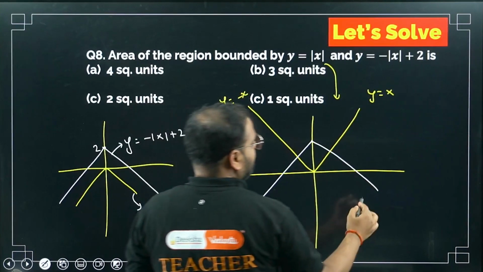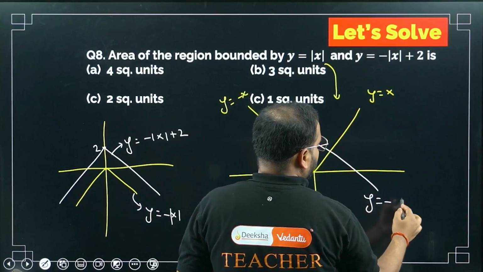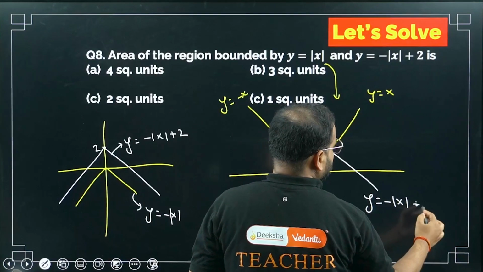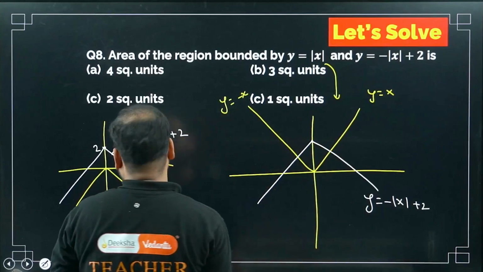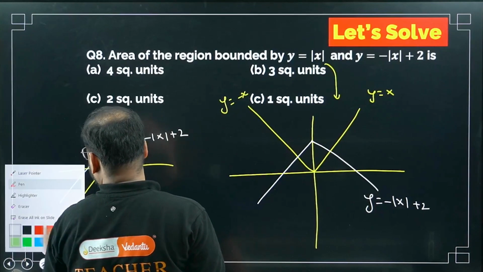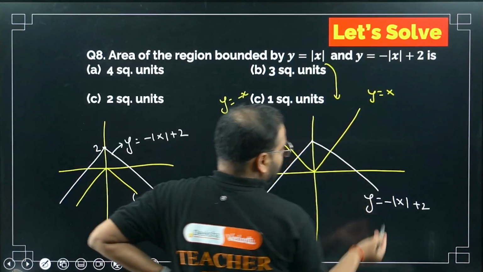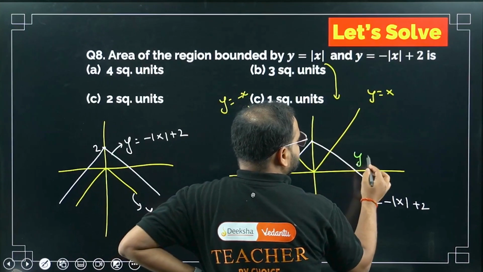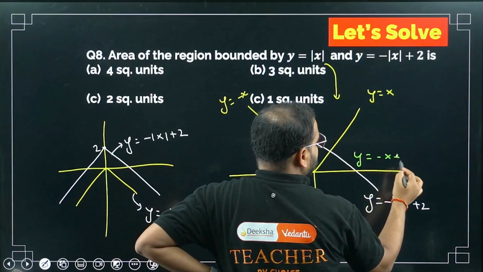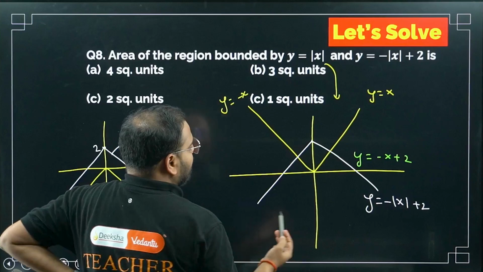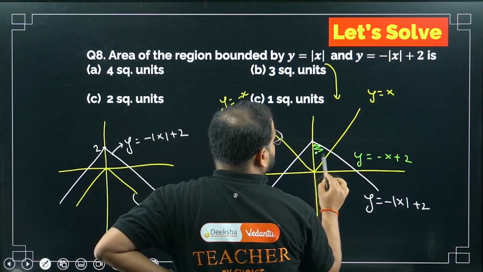Yes, what is this graph? y equal to minus mod x plus 2. Which wing will this be? If you want to know exactly, this curve will be with a positive sign, so y equal to minus x plus 2. Correct? And what area are they asking? They are asking us this area.